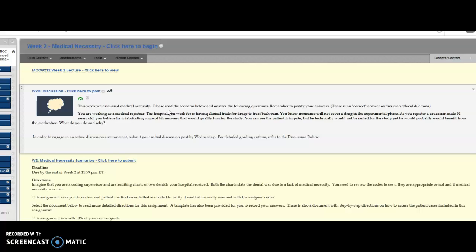So the discussion is you are working as a registrar, and the hospital you work at is having clinical trials for drugs to treat back pain. You know insurance will not cover a drug in the experimental phase.